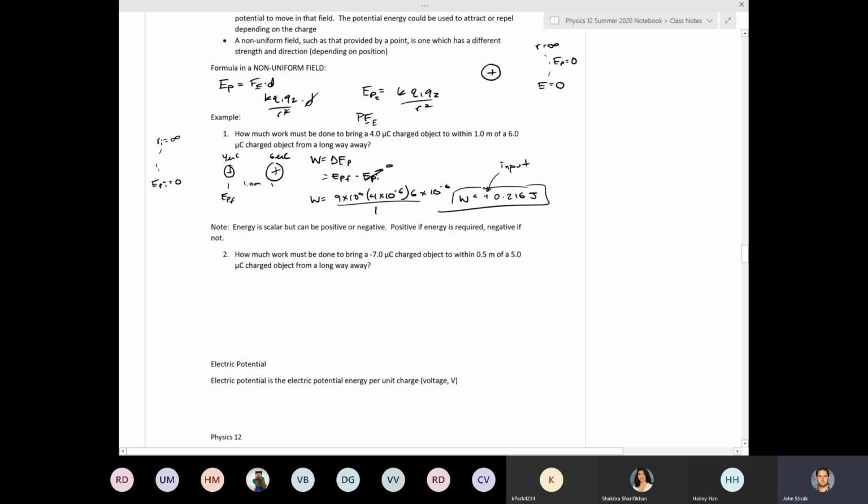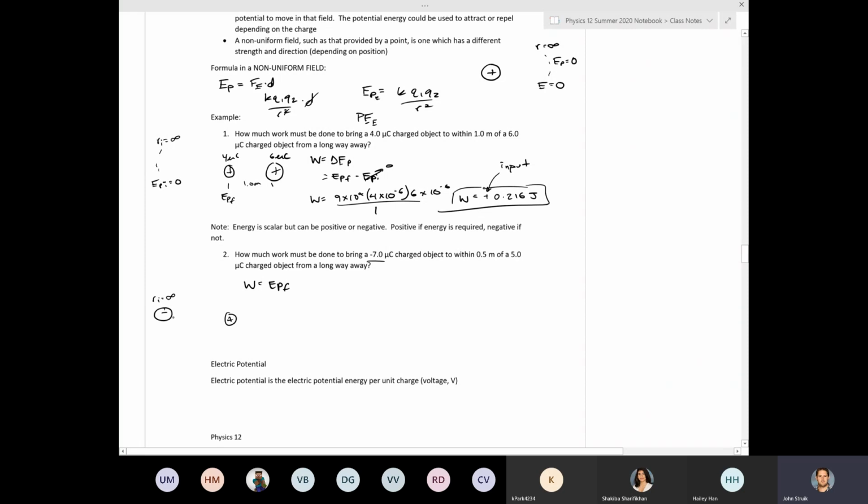So we're going to do the exact same thing. EPI is still going to be 0, so we can just cut to this EPF. Okay, the derivation is the exact same, but this time it's a negative 7 microcoulomb charge. Okay, and so all you have to really do is, so here's your negative charge, and it's originally at infinity, and here's your positive 5 microcoulomb charge.